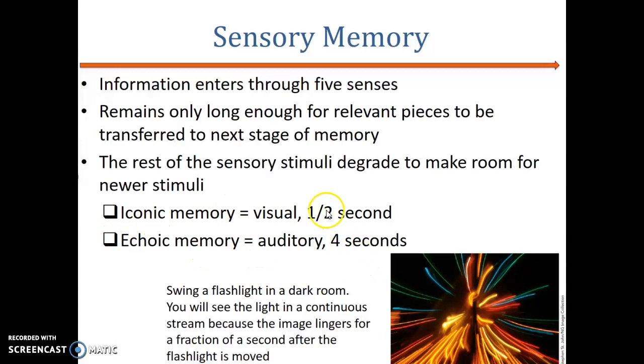So this is how long they can stay. So this is the first part of this memory model. And then you have what's called the second part. But before that, let's do another quick activity.